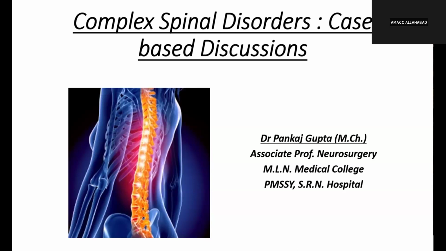Broadly, we classify the disorders of spine in 5 categories. That is congenital anomalies, infective, traumatic, neoplastic, and lastly degenerative disorders. So I will start in chronological order from CV junction and go below up to the sacrum and coccyx. So starting from my first case.